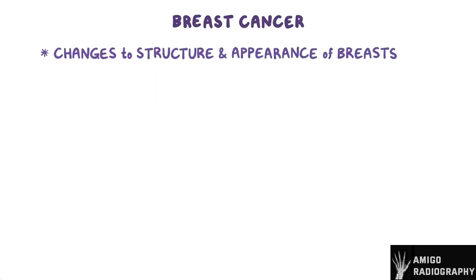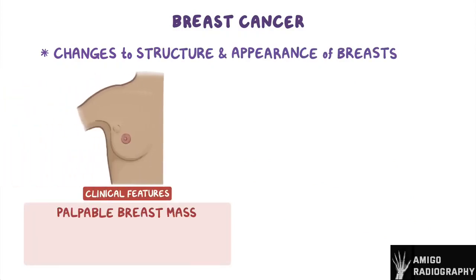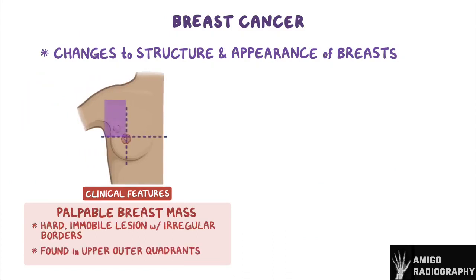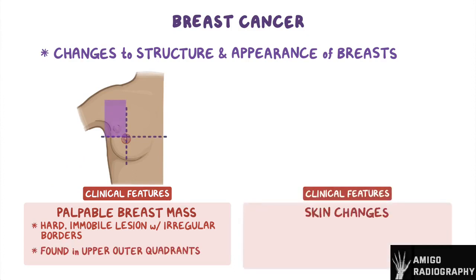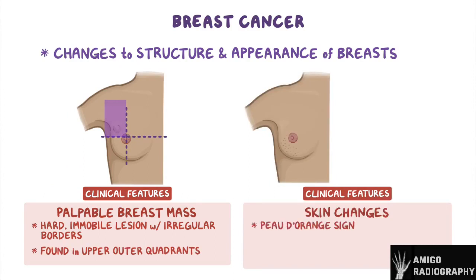So let's start with breast cancer, which causes changes to the structure and appearance of the breasts. One of the classic changes is the presentation of a palpable breast mass, which is typically a hard, immobile lesion with irregular borders, most commonly found in the upper outer quadrants. Another indication of more advanced disease are skin changes, specifically the orange peel appearance, also called the peau d'orange sign, which happens when there's prominent edema and dimpling of the overlying skin.